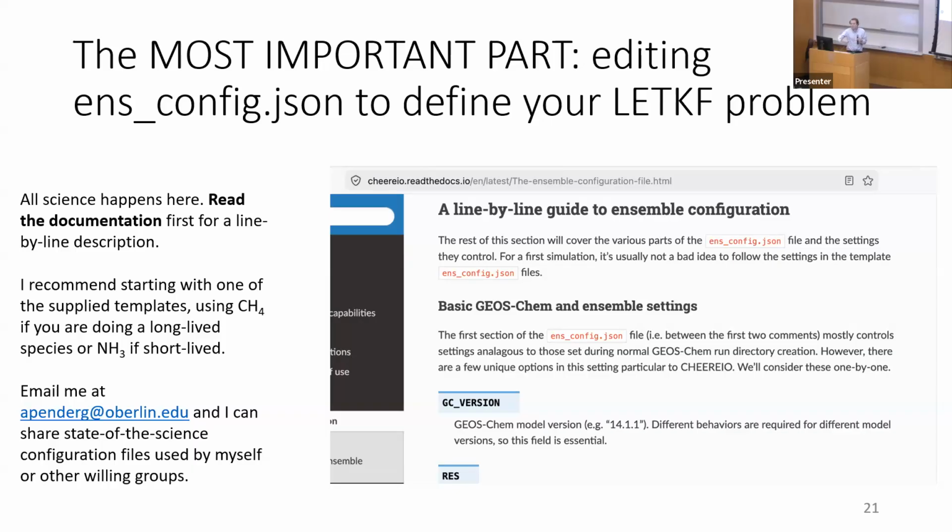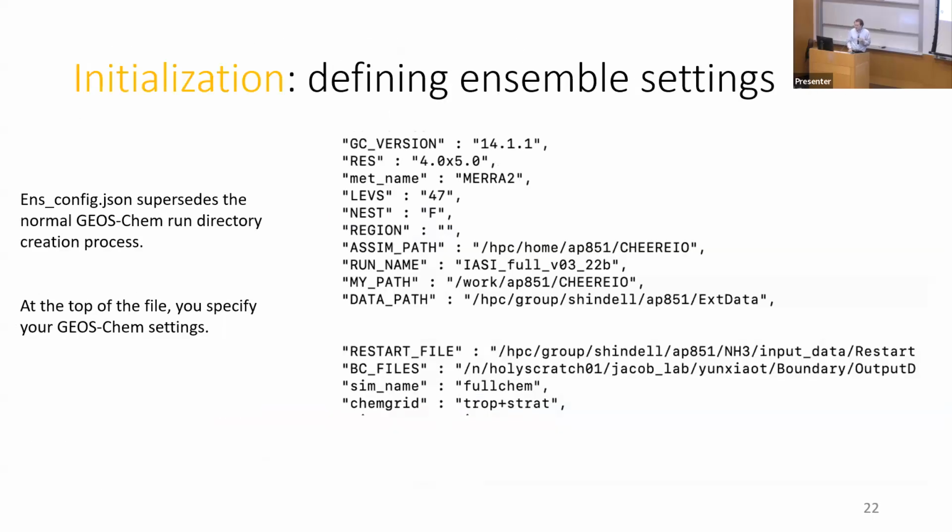We also give you templates. So if you're doing something long-lived, look at methane. If you're doing something short-lived, look at ammonia or the NOx files and then modify from there. That's a good start. You can also just email me and I can give you whatever versions I'm using recently. At the top of the file is basically your GeoSChem setup stuff. So it replaces the GeoSChem run directory installation step where you pick your options. So you just put those in at the top.